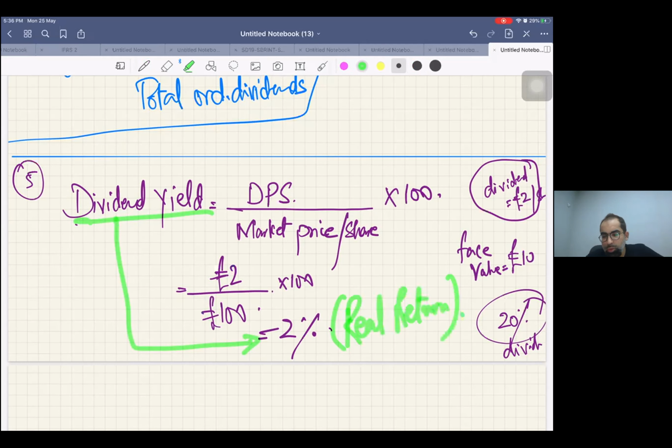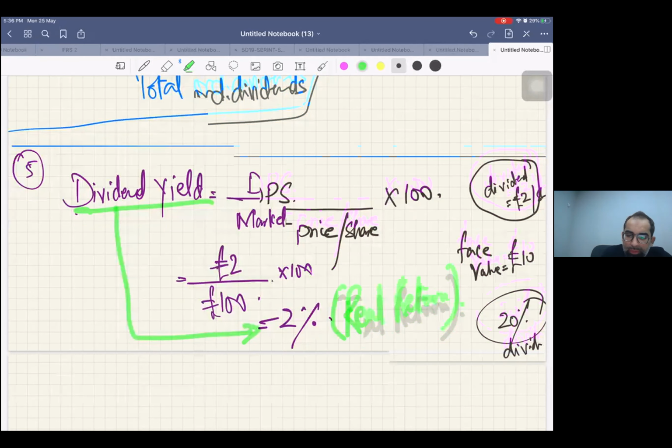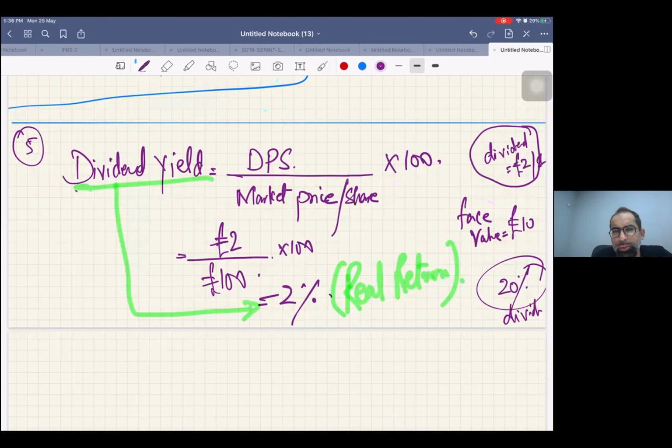So what is dividend yield? It's the real return of a share in terms of dividend. So dividend yield is 2%. For your information, this ratio is normally taught in detail when you do stock market analysis, when you study a CFA-type qualification.